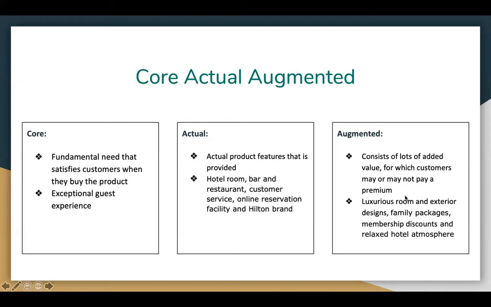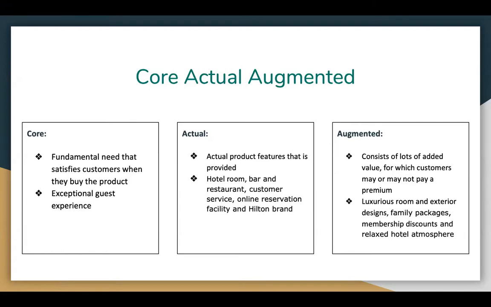I will now be talking about the core, actual, and augmented product. Core refers to a fundamental need that satisfies customers when they buy the product. In the case of Hilton KL, customers will be getting an exceptional guest experience. Actual refers to the actual product features that are provided by the company. For Hilton KL, it is the hotel room, bar and restaurant, customer service, online reservation facilities, which is their website and app, and of course the Hilton brand, because Hilton is a well-established hotel brand.